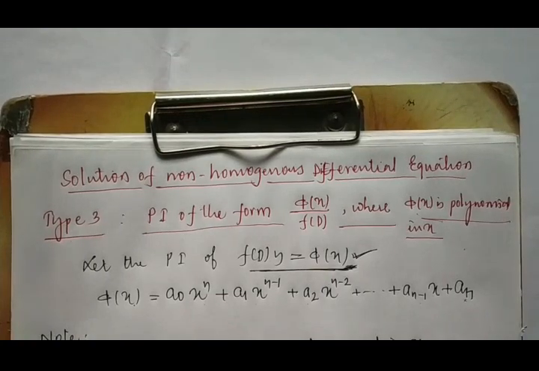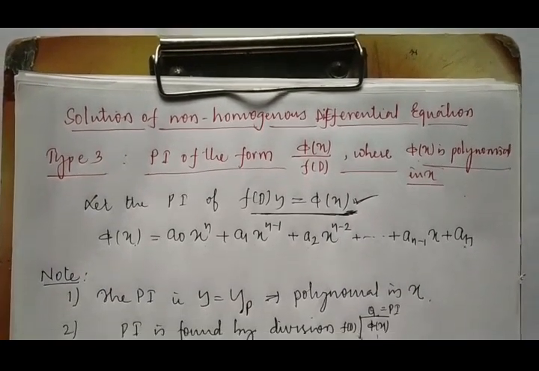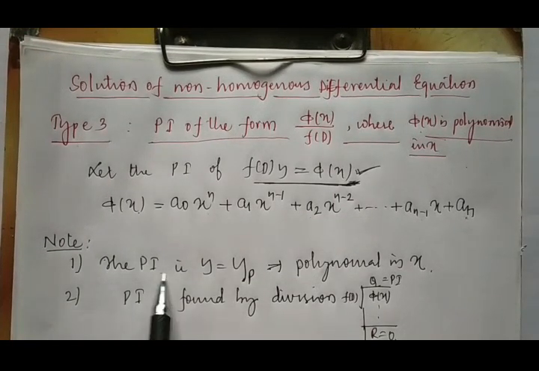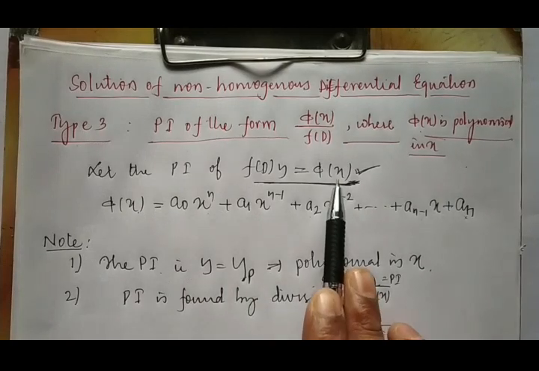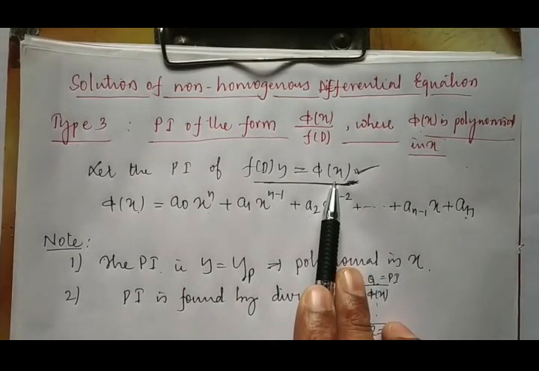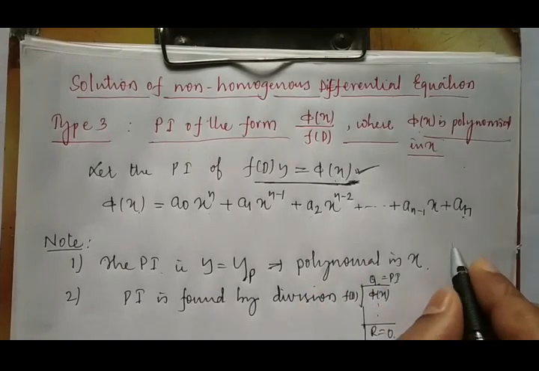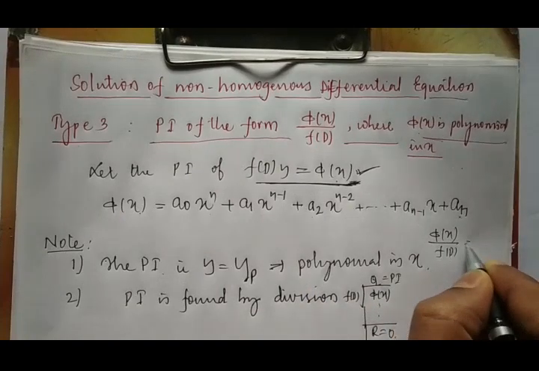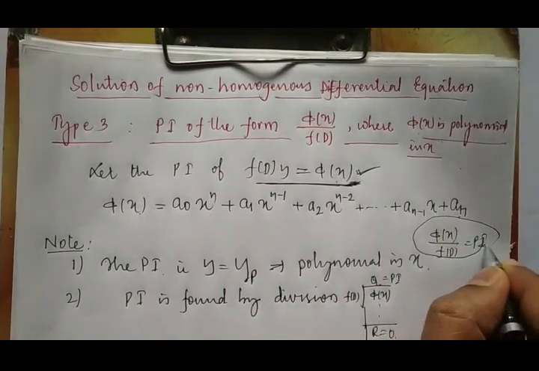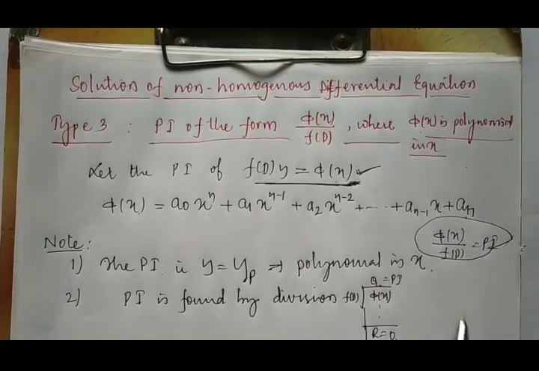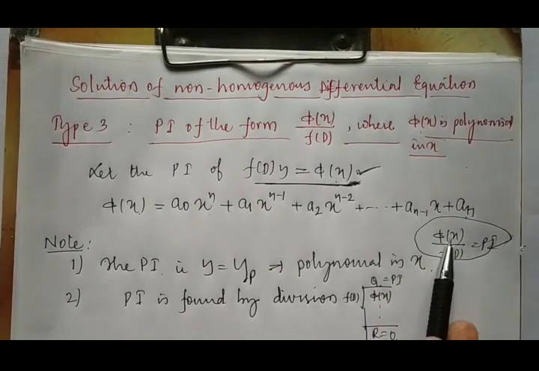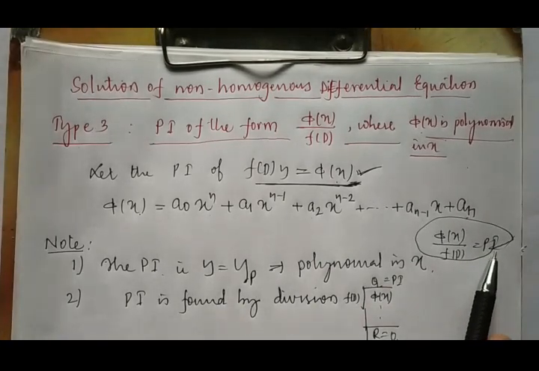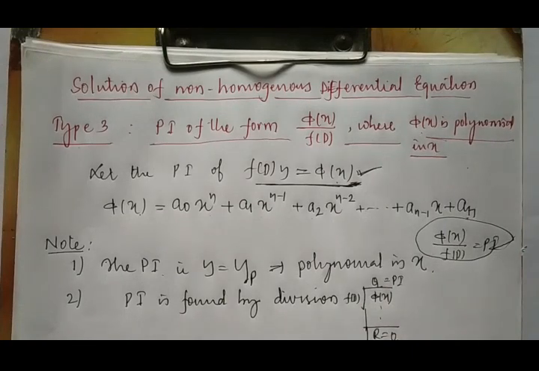This procedure of finding a particular integral is something like this. If we want to calculate a particular integral, that is yp, by using phi of x, with the relation phi of x divided by f of D, we use this phi of x divided by f of D to calculate a particular integral. This is a known concept. When we calculate this by using a polynomial equation, then its answer, that is nothing but a particular integral, will also be a polynomial.